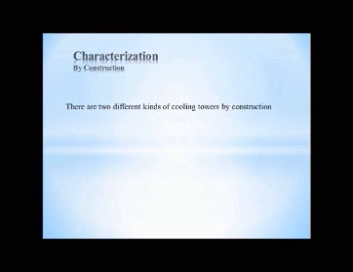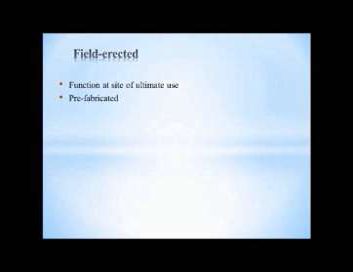Now I am going to explain the characterization of cooling towers by construction. Basically there are two different types of cooling tower by construction. The first one is the field-erected cooling tower and the second one is the factory-assembled cooling tower. The first one, the field-erected cooling tower, is one in which prefabricated pieces are assembled at the site of ultimate use.